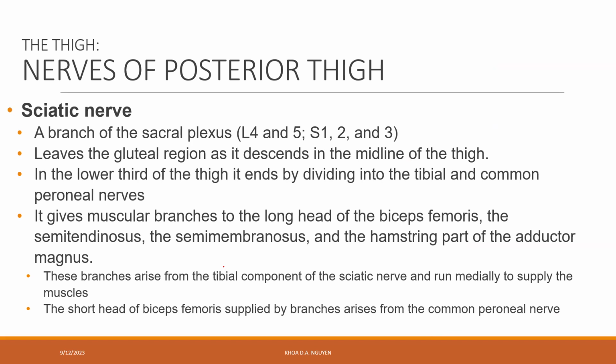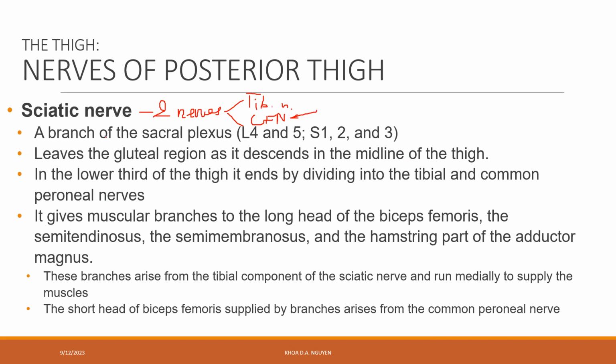Sciatic nerve. Whoa, this is very important. The sciatic nerve is the biggest nerve in the human body. And do you know that it's actually a combination of two nerves rolled into one? Those nerves are going to be the tibial nerve and the common fibular nerve, or common peroneal nerve. You will see it written both ways in textbooks. Okay, common fibular or common peroneal nerve. And whenever you see those words, you have to know that it is the same nerve.